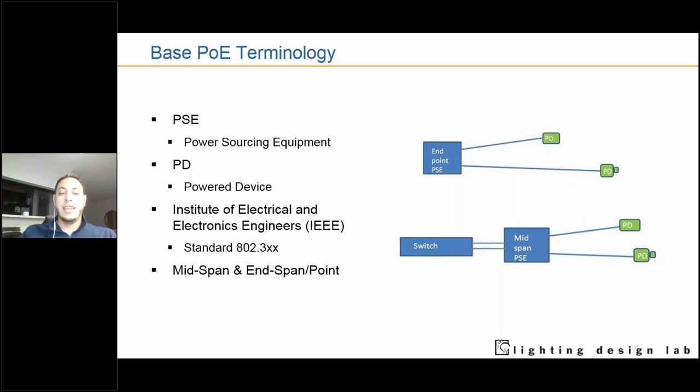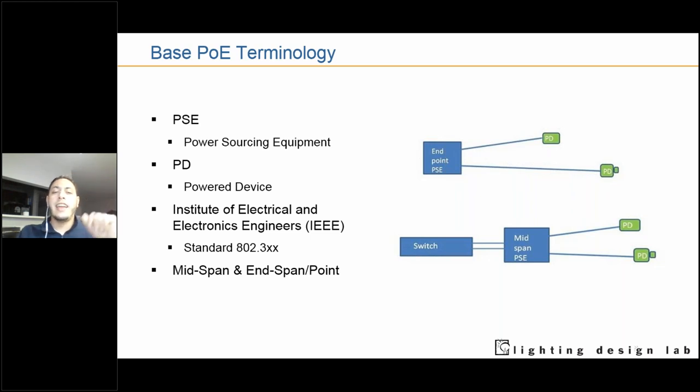And we're going to look at the standards evolutions in a little bit. When we talk about a mid-span or end-span PSE, an end-span power sourcing equipment or device is usually a network switch that can provide this power over Ethernet power, following its standard, on each port. These end-span devices are usually implemented in new construction.